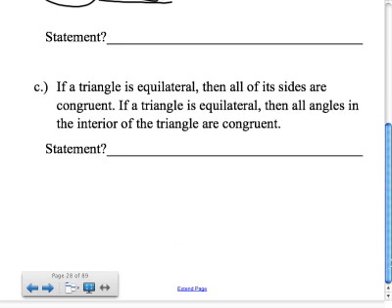Part C says, if a triangle is equilateral, then all of its sides are congruent. If a triangle is equilateral, then all angles in the interior of the triangle are congruent. So when you look at this, if you quote-unquote cancel the common thing, you'll notice they're both the if parts. So initially, you should know right away, boom, that doesn't make sense. But then if you look at what's left, it says, then all of its sides are congruent, then all angles in the interior of the triangle are congruent. Clearly, it does not make any sense. And so there is no conclusion that you can draw here.